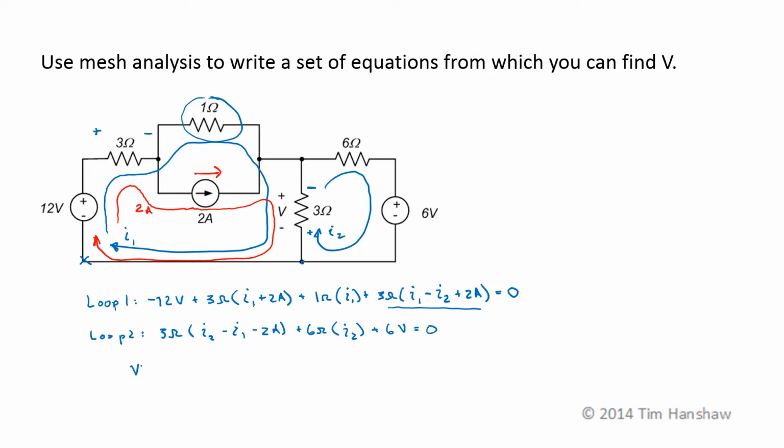Finally, to find the voltage V, now I do have to stick with the given polarity, so currents entering the positive terminal are treated as positive, currents entering the negative terminal are treated as negative. So I have 3 ohms, I1 enters the positive terminal, 2 amps enters the positive terminal, and I2 enters the negative terminal, and that's also a perfectly legitimate solution for this problem.